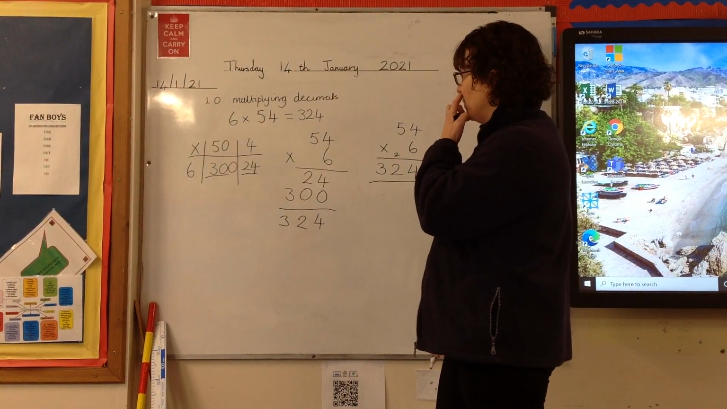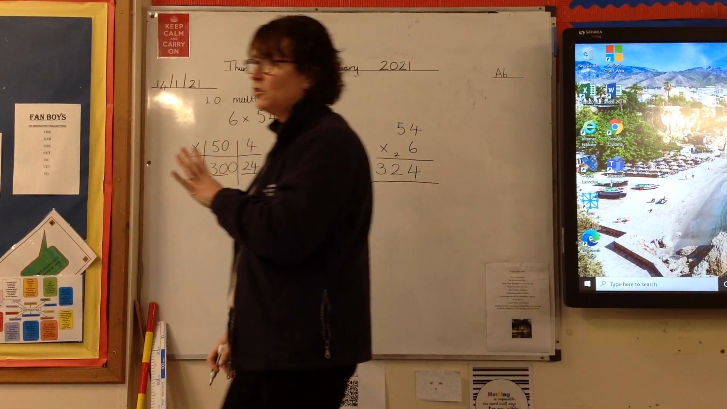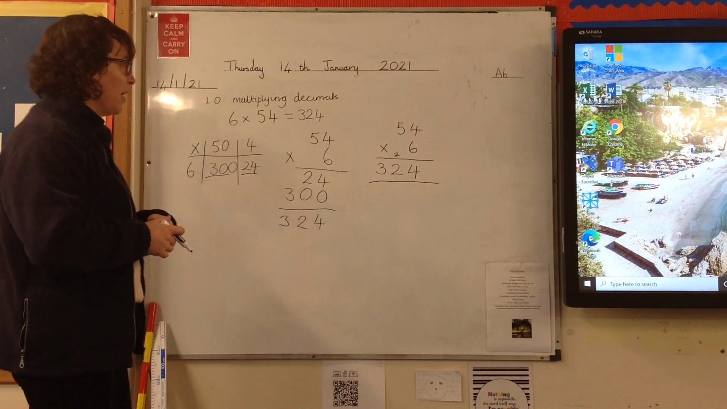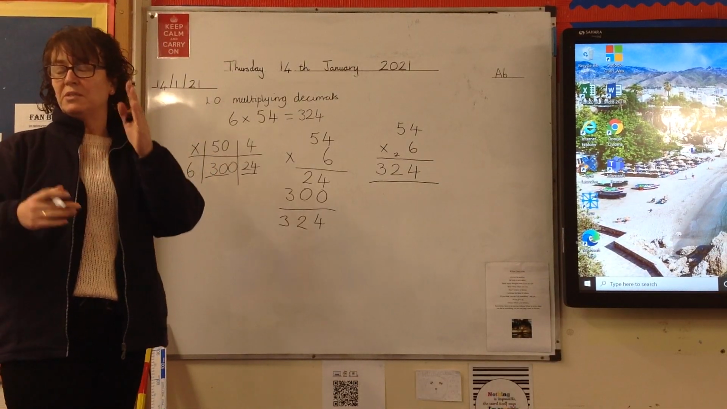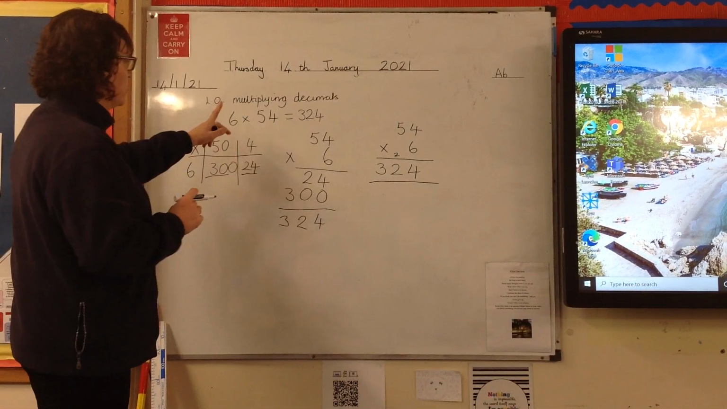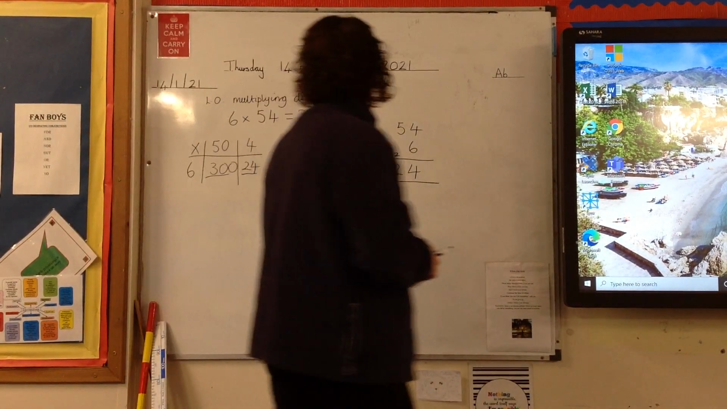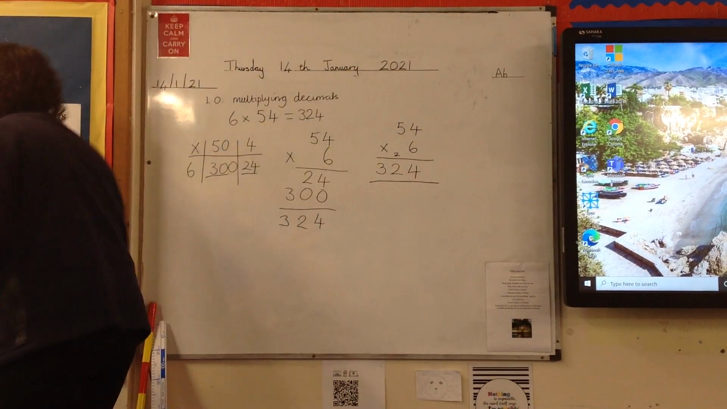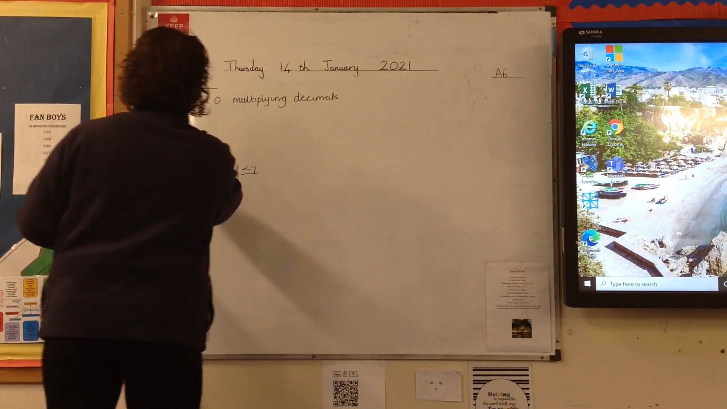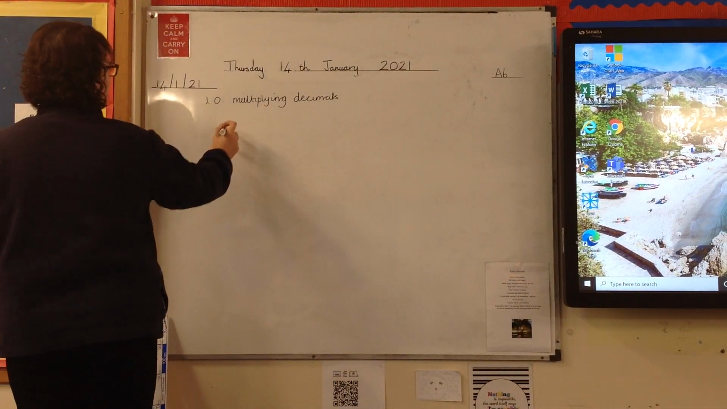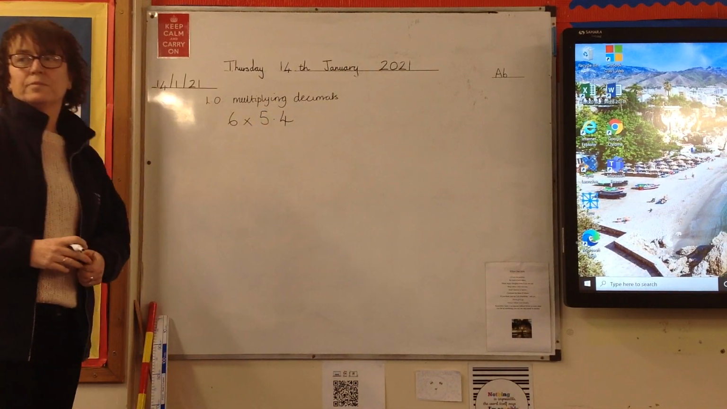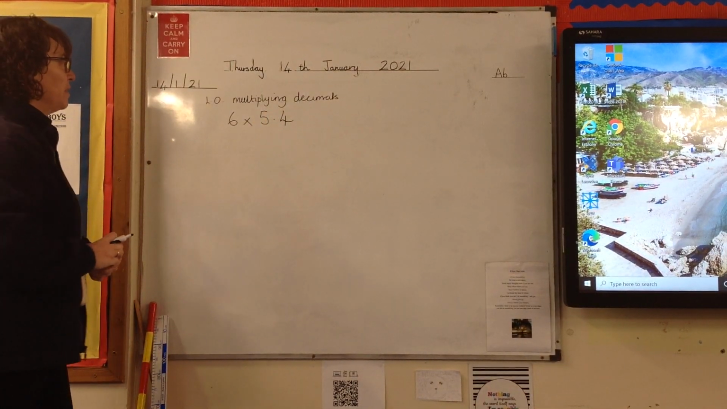Now, nothing changes as such when we are multiplying decimals. The only thing you have to remember is where your decimal point is, because the decimal point always stays in the same place. So if that wasn't 6 times 54, but was instead 6 times 5.4. Okay, exactly the same thing.